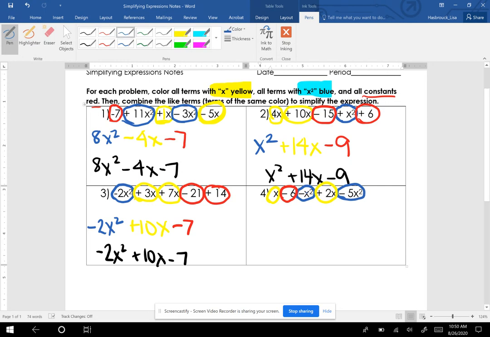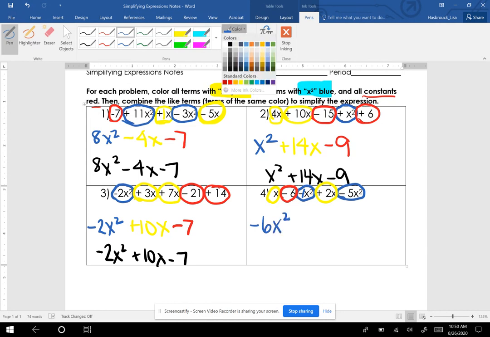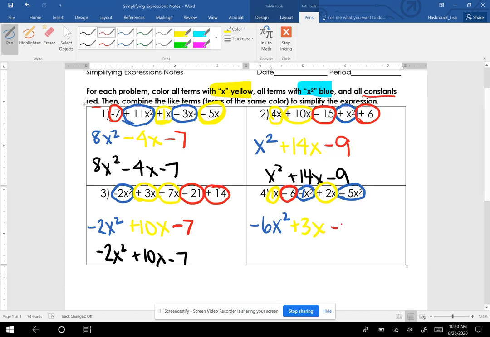For the blue ones, the x squareds, I have a negative x squared. That's like a negative 1. So I have a negative 1 minus 5, which leads to a negative 6x squared. For the x's, this x in front is a 1x, even though there's no 1 there. Whenever there's no number listed in front, it means 1. We have a 1x plus a 2x, so that's plus 3x. And last, we have the minus 6. So our final answer for this one is negative 6x squared plus 3x minus 6.